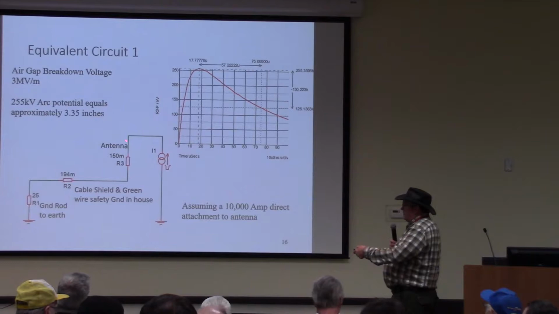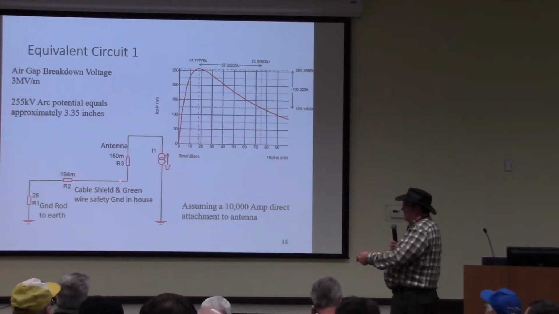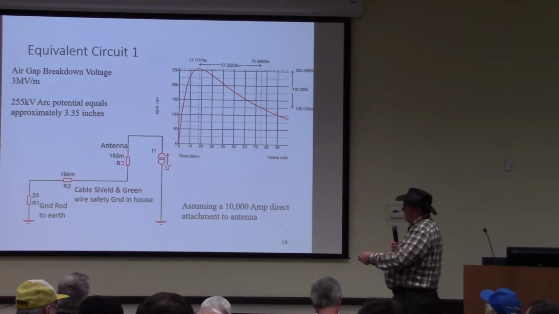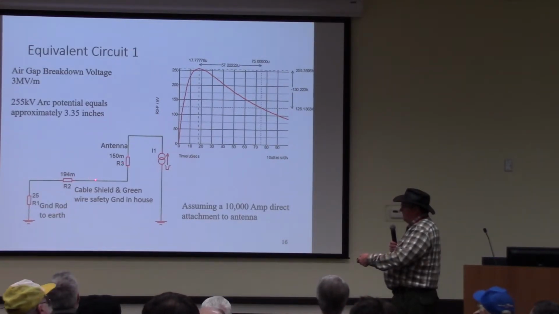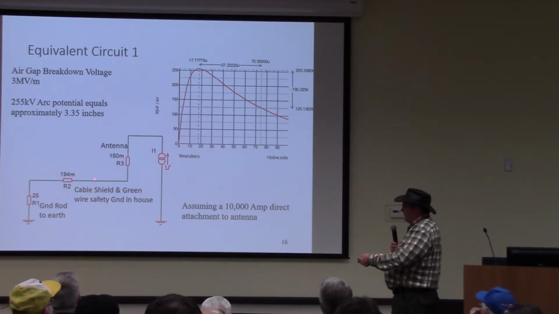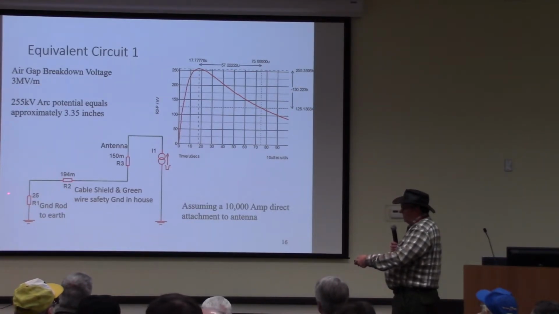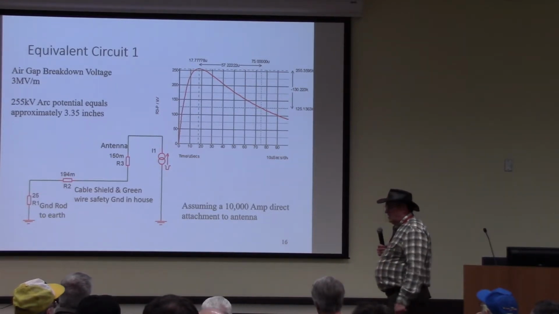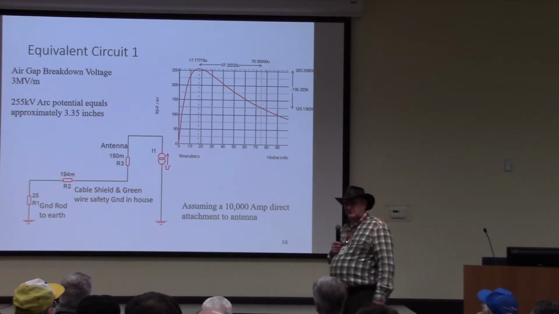Picture this as the elements of your antenna. This resistor represents all the shielding cable harnesses up to your radio. Say your radio is right in here. That shield is connected to the green wire safety ground inside your house. And this resistance is the DC resistance of the cable shield going through the house. And this resistance is the resistance of the ground rod to the earth.